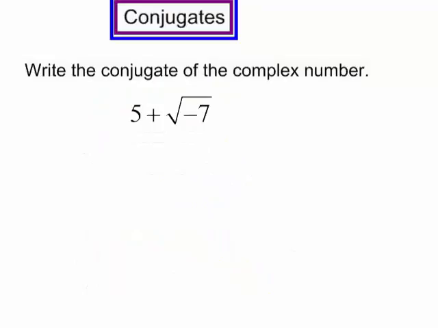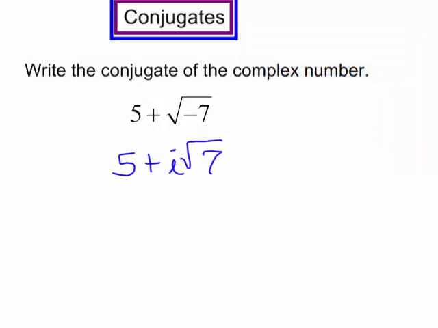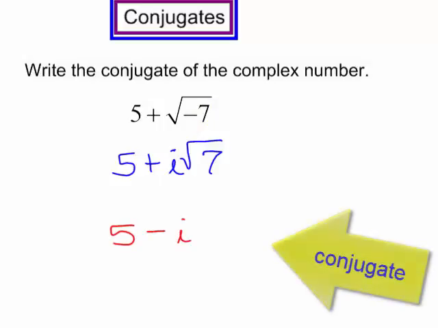Write the conjugate of the complex number 5 plus radical negative 7. I need to simplify this first. This will be 5 plus i radical 7, because I have a negative under the radical. And now let's write the conjugate. The conjugate is 5 minus i radical 7.